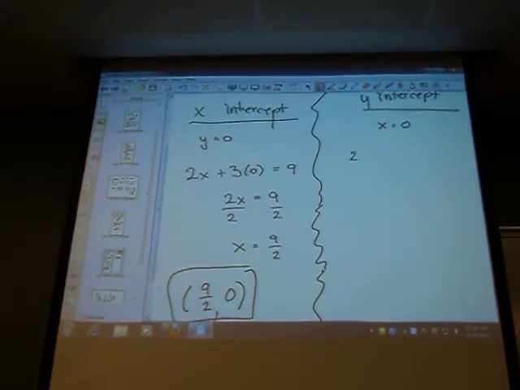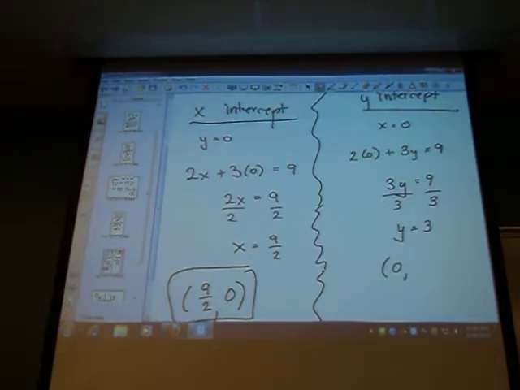So I would have 2 times 0 plus 3y equals 9. 2 times 0 is just 0, so that goes away, and I'm left with 3y equals 9. Divide by 3 on both sides, and I get y equals 3. So that point would be x was 0, y was 3. So those are my two intercepts.